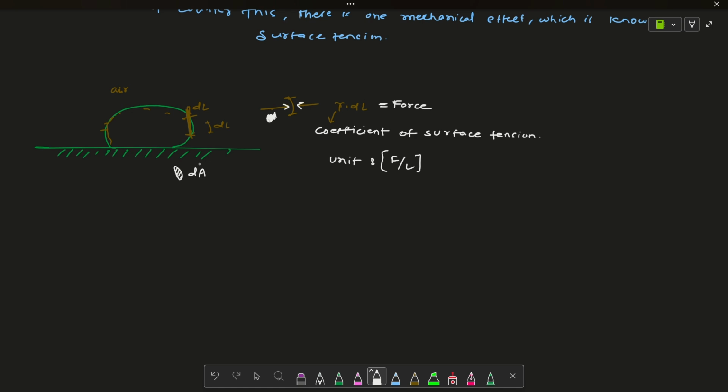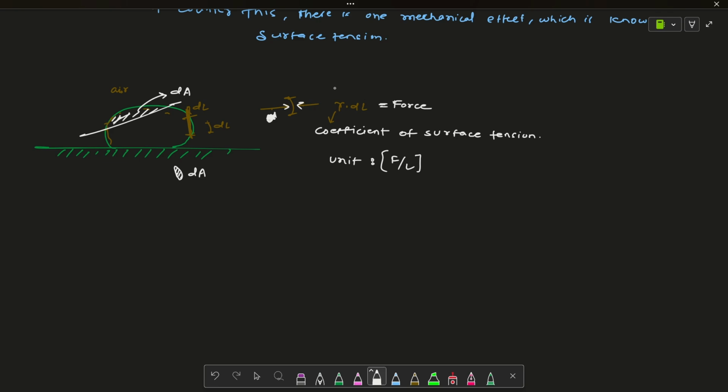Okay, so if you want to calculate the energy that needs to be spent to resist this, for example, if you take this drop of water and cut any section of the fluid such that the area it covers is dA, then for the fluid to hold this kind of shape, some work needs to be done, right?